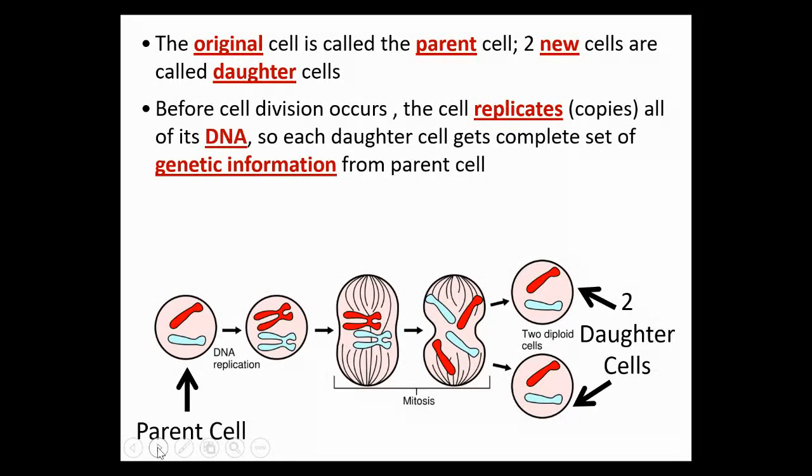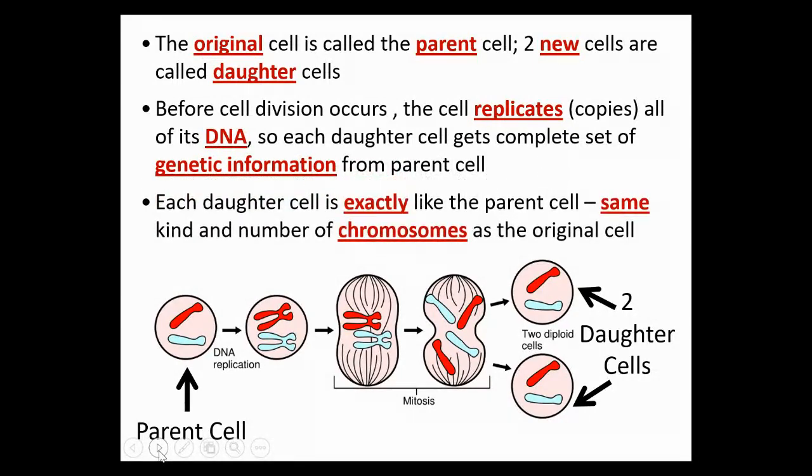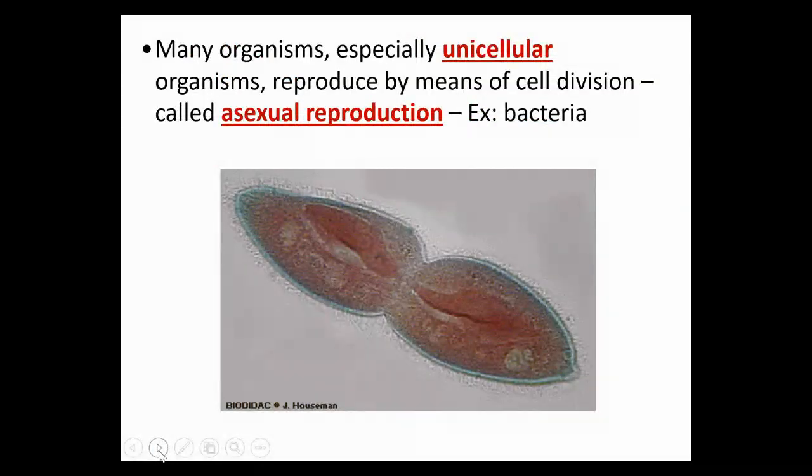Before cell division occurs, a cell replicates or makes copies of the DNA, so each daughter cell gets the exact information and directions that were in the parent cell. And each daughter cell then is exactly like the parent cell. Many organisms, especially unicellular organisms, reproduce by means of cell division called asexual reproduction, and one of the biggies is bacteria.